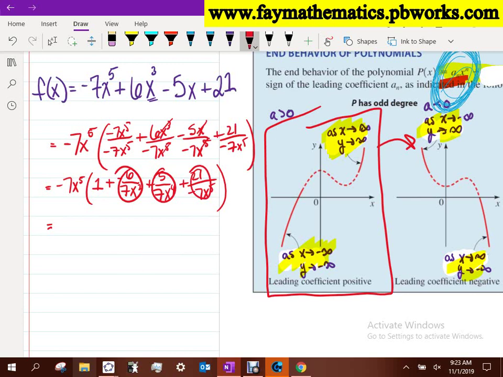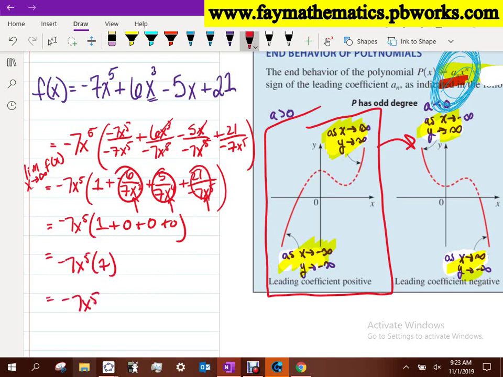So this is the idea of what we call a limit. I'm right now trying to evaluate, as x goes to infinity, my f of x function. You don't need to write that down. But I'm trying to plug in infinity for that x value, that x value, and that x value and see what happens. Well, it gives me negative 7x to the 5th, and now I have 1 plus 0 plus 0 plus 0. What's 1 plus 0 plus 0 plus 0? 1. So I got negative 7x to the 5th times 1, which is just negative 7x to the 5th, right?